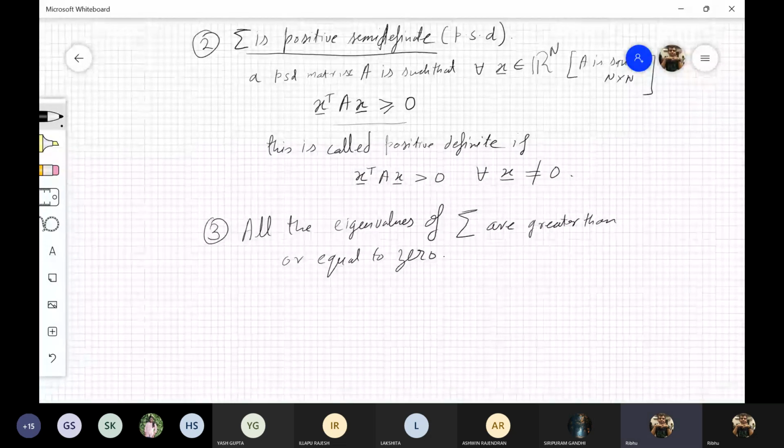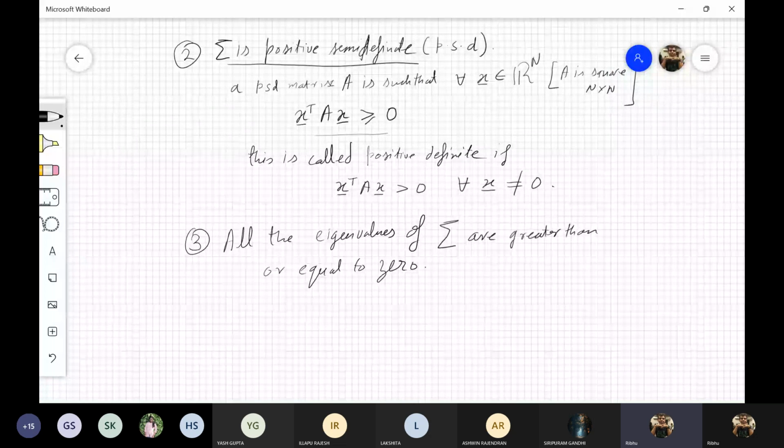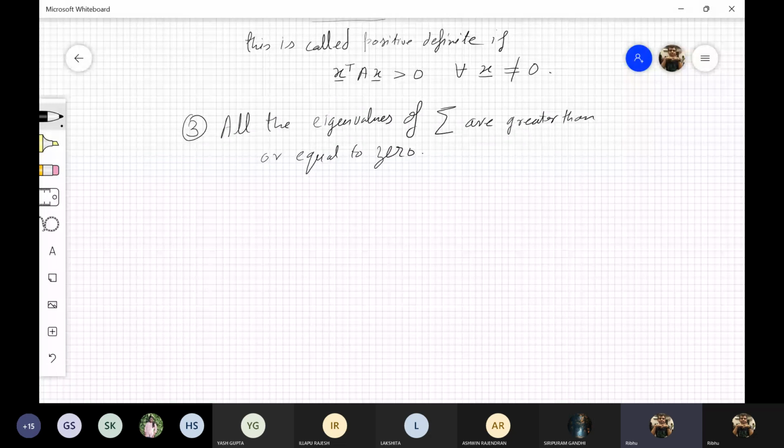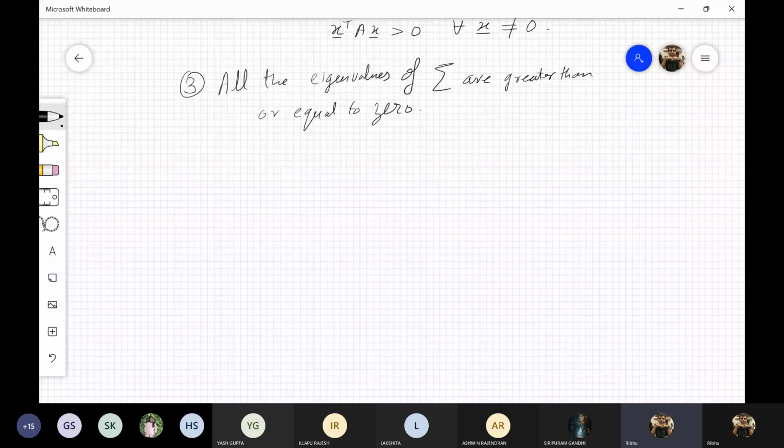So all the eigenvalues of sigma are greater than or equal to 0, and these two properties, that all the eigenvalues are greater than or equal to 0 and semi-definiteness, are interchangeable most of the time. We state these separately because one does not always directly imply the other, but for most practical purposes you can treat them as the same. They are separate things otherwise.